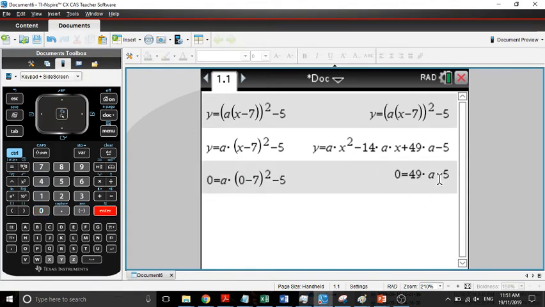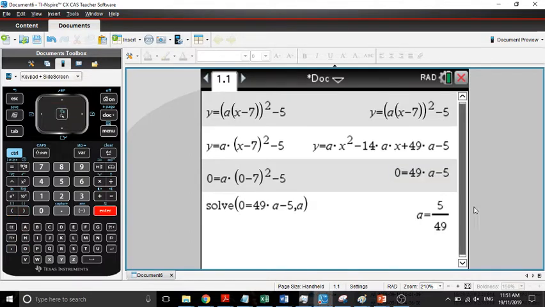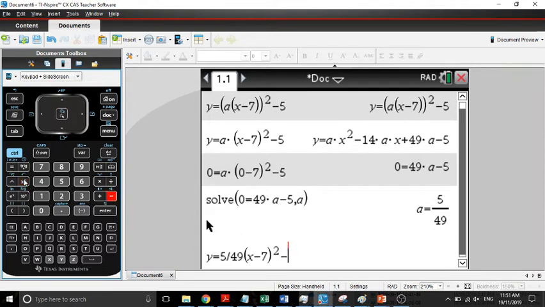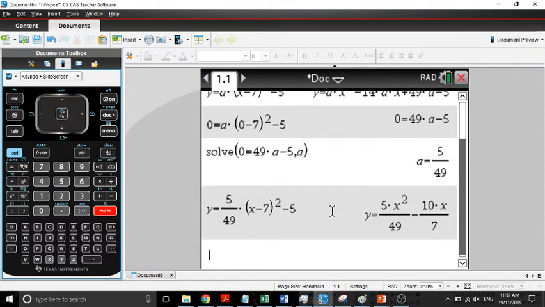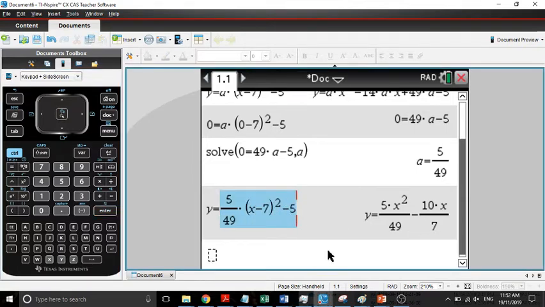So it tells us this is what we've got left: 49a minus 5 equals 0. Now we can solve that for a. It tells us a is 5 over 49. So our equation ends up being y equals 5 over 49 times (x minus 7) all squared, minus 5. Of course, CAS expands it, but that's what we got. So that should be our equation for the curvature of the soup.